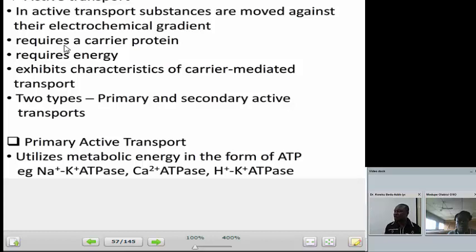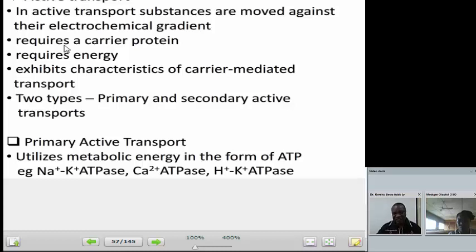Now, there are two forms of active transport. These are primary active transport and secondary active transport. I'll explain each one of these active transport mechanisms. At least you should remember this.